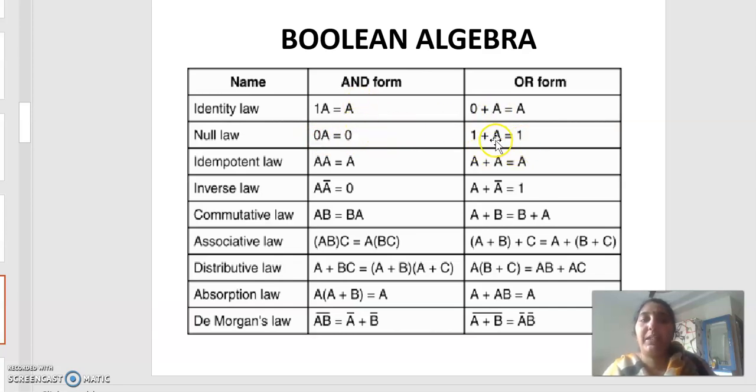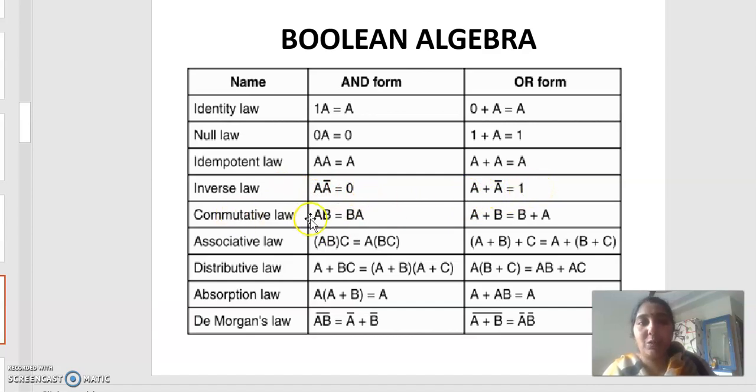If we observe, the AND form can be converted to the OR form just by replacing the dot with plus, and 1 with zeros, zeros with ones. So it is very easy to convert the laws from the AND form to the OR form. The next one is the idempotent law: A dot A is equal to A, A plus A is equal to A. For the inverse law, A dot A bar is equal to 0, A plus A bar is equal to 1.